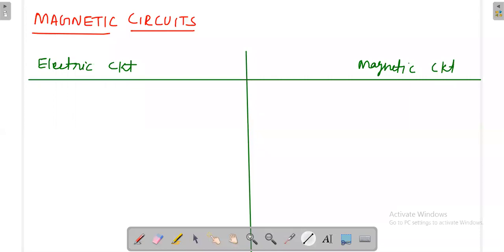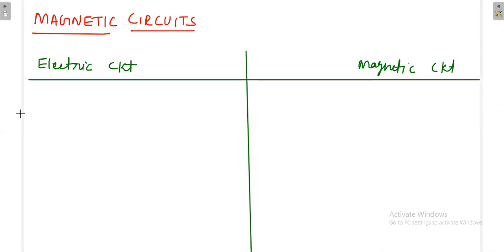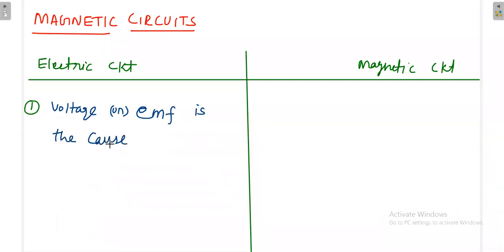First, what is the source of the electric circuit? You know the source of the electric circuit is voltage, or EMF, electromotive force. That is the cause. Then what is the unit of voltage or EMF? That is the volt.